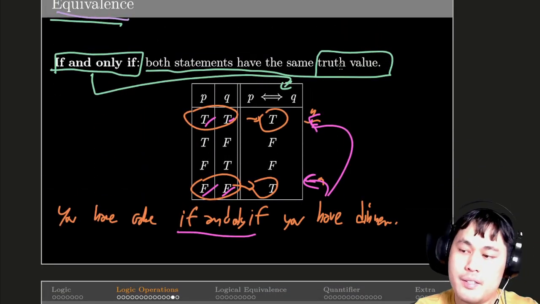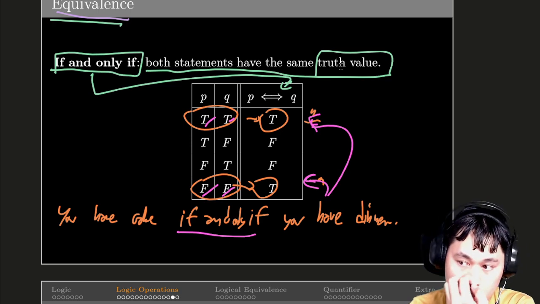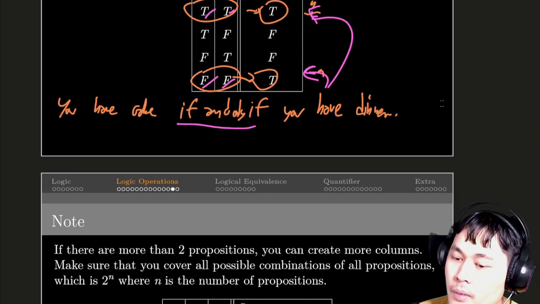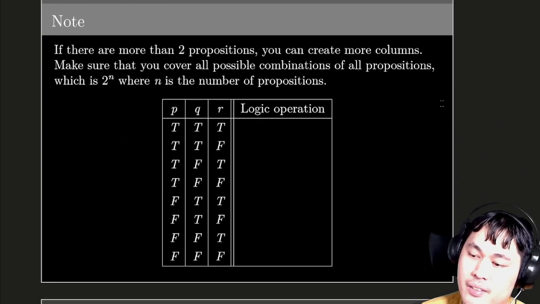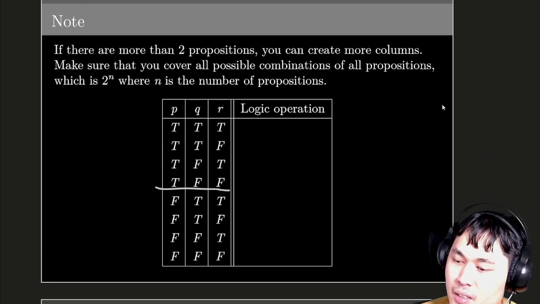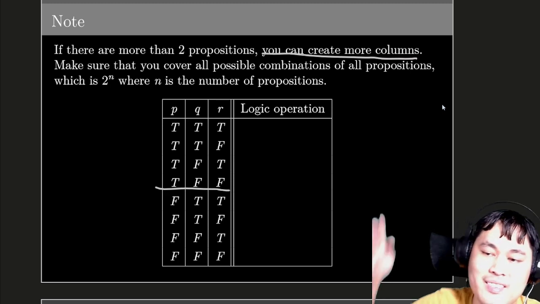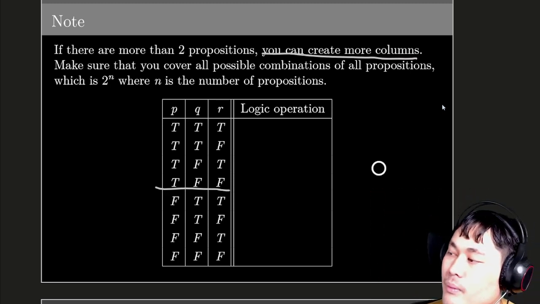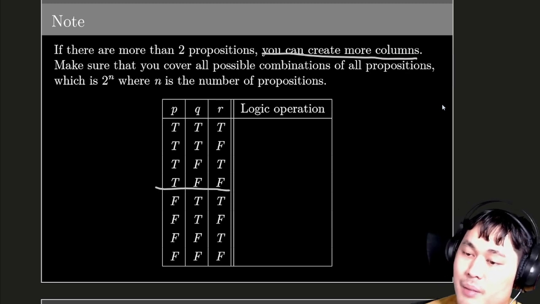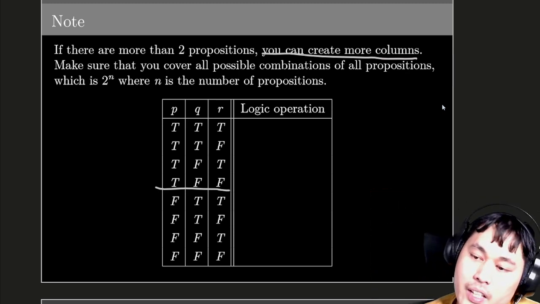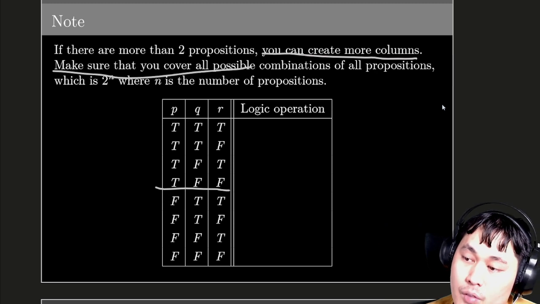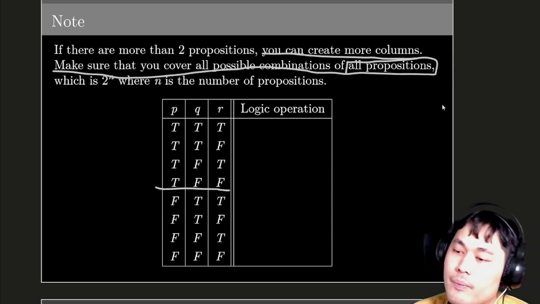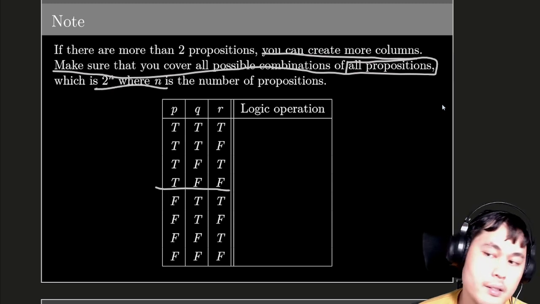So these are just single operations. If you combine them, you get a new one. And if there are more than two propositions, this is where you use three or more, then you can create more columns, just like how you can deal with numbers. More cases, more numbers to deal with, but it's the same process. Just make sure that you cover all possible combinations of all propositions. In this case, 2 to the n, where n is the number of propositions.